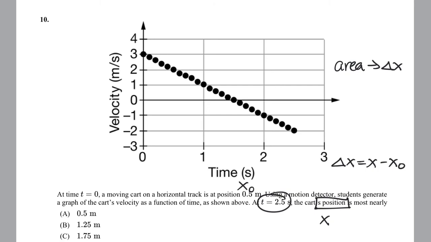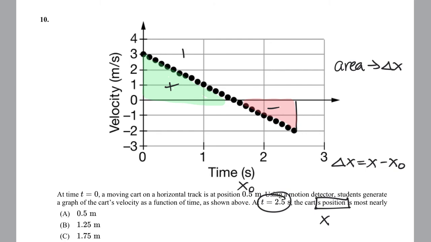So final minus initial. Well, bound by this curve in 2.5 seconds, I'm going to highlight it here, we have an area underneath the curve, and then we have an area above the curve. I highlighted them in different colors. Whenever you find the areas of the curve, we know that this side is going to be positive and this side's going to be negative. So let's do the first one.